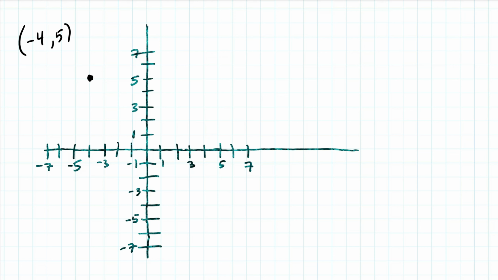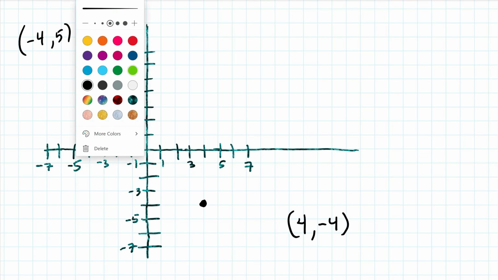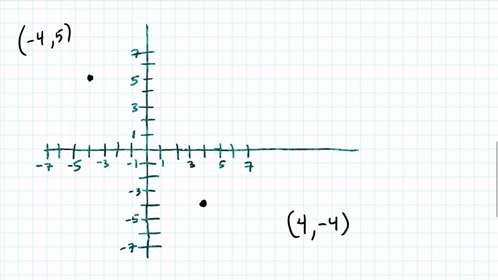Alright, and the next point, I want to look at the point, let's say 4 and -4. So 4, -4. So 4 in the x direction and -4 is going to be right there. So that's in the fourth quadrant. Alright, so what I'm going to do now is just connect those points, because the question will just say basically what's the distance between those 2 points.